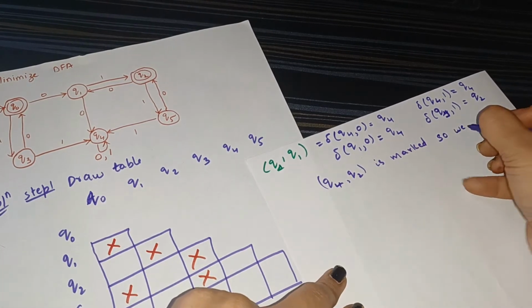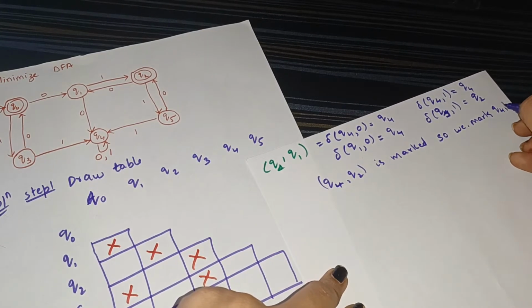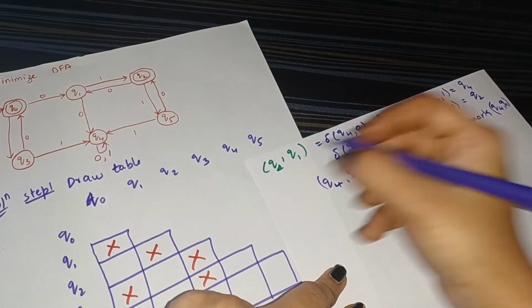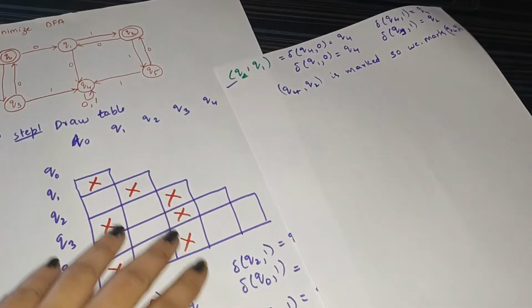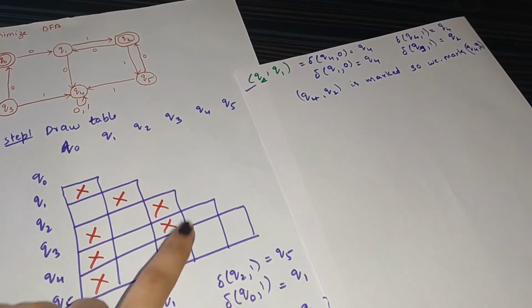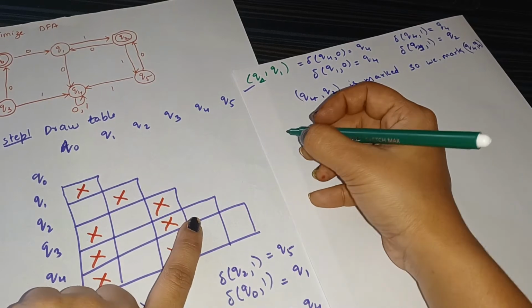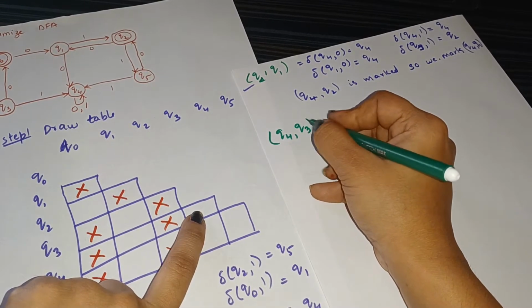So we can mark Q4 Q1. Okay, so we can mark this also. Next we have Q4 Q3. So this is unmarked.